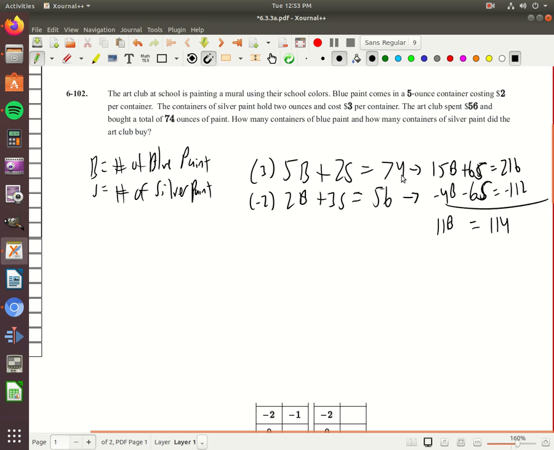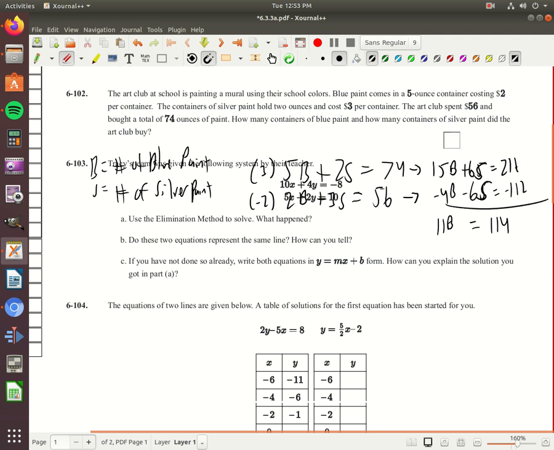I don't know. 210. Yeah, this is not going to be 216. That's going to be wrong there, so I apologize. 3 times 74 is 210, plus 12 is going to be 222. So this is going to be 222. This whole thing is falling apart on me now. So this is 222, and this is going to be 110. So when I divide by 11, B is going to equal 10.